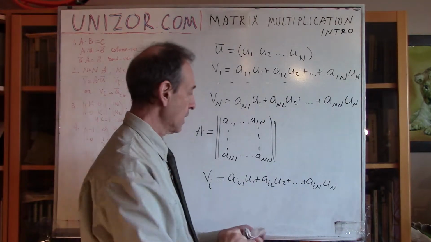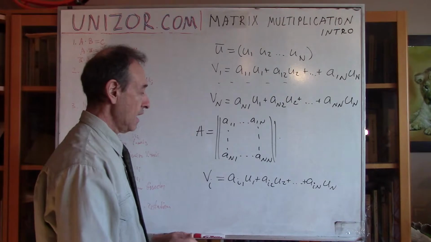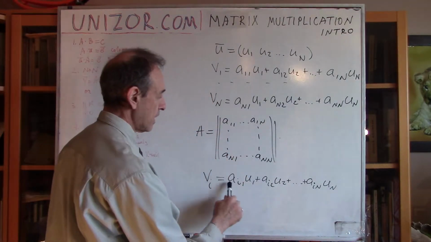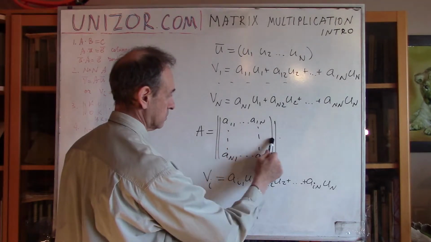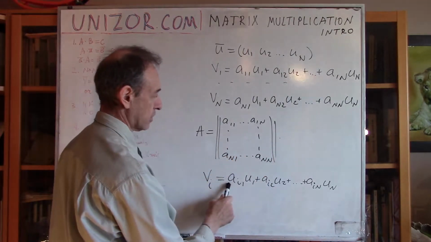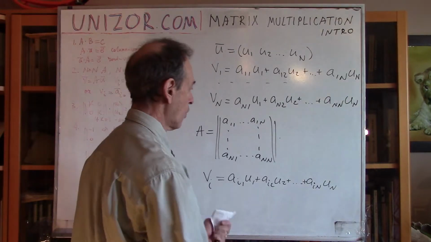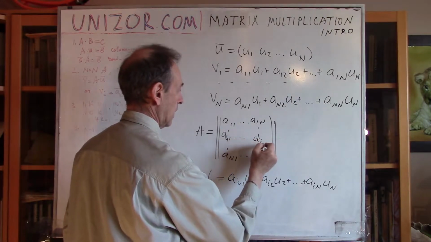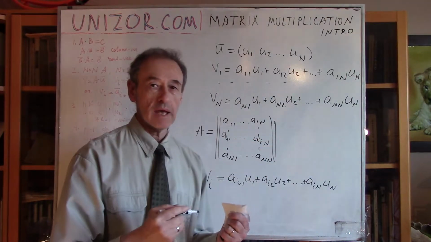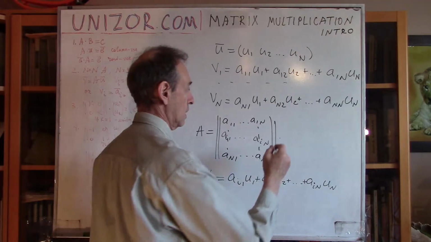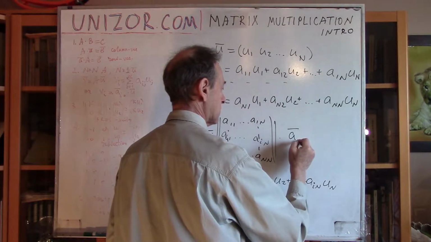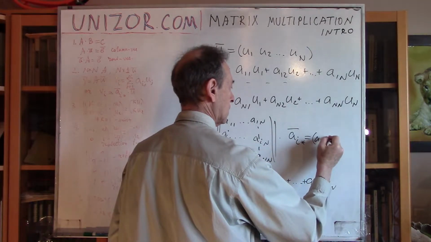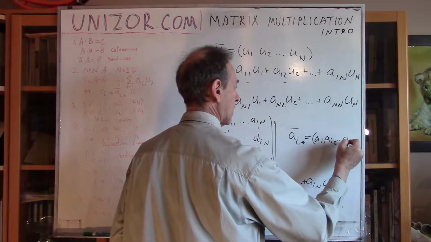Well, I can tell you what it reminds me. If I take the i-th row of the matrix A, the i-th row would be here, a_i1 through a_in, and consider it as a row vector. So I will specify it this way: A_i star. It's a_i1, a_i2, etc., a_in.